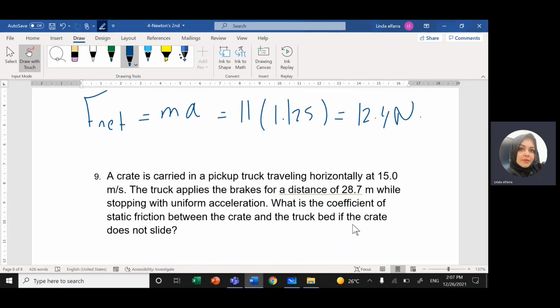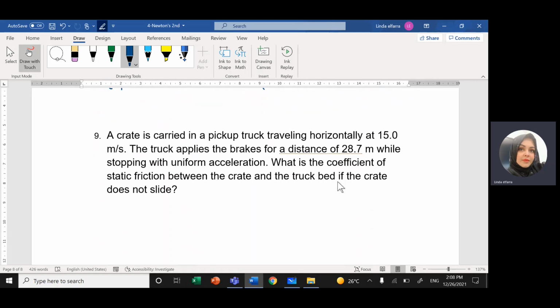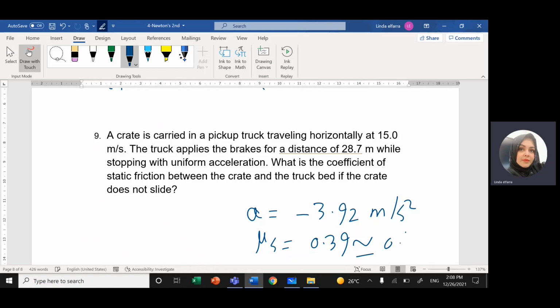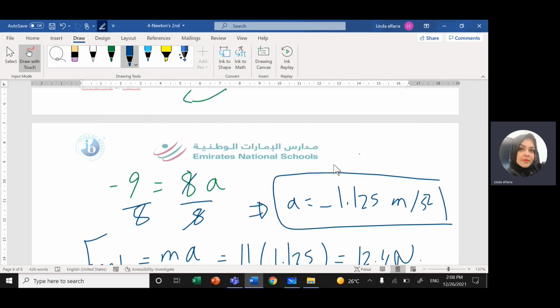Now, the last question is similar to the question we just did. I will keep it for you as practice. I'm just going to give you the value. For the acceleration, you should get negative 3.92 meter per second square. And the coefficient of static friction, you should get 0.39, which is almost 0.4. I'll keep this one as a homework for you. You apply the same steps as this question.